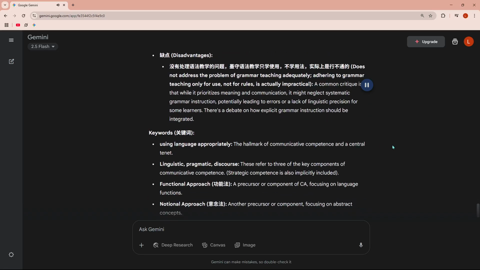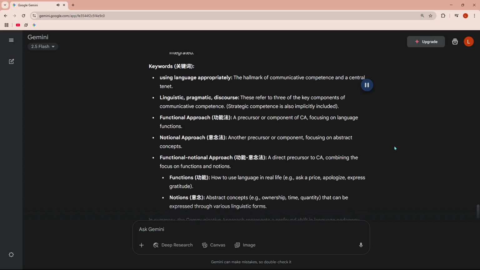Keywords: Guanji-NC. Using language appropriately, the hallmark of communicative competence and a central tenet. Linguistic, pragmatic, discourse. These refer to three of the key components of communicative competence. Strategic competence is also implicitly included.